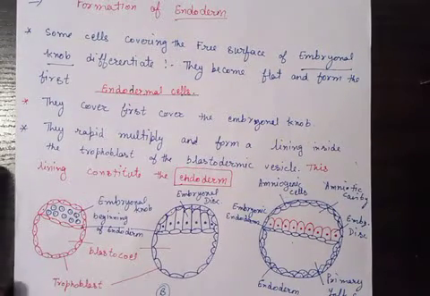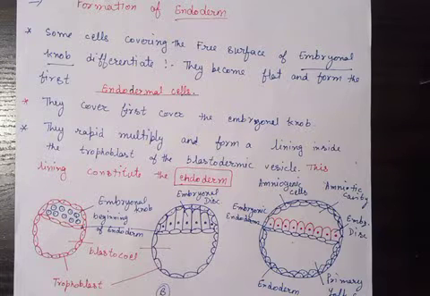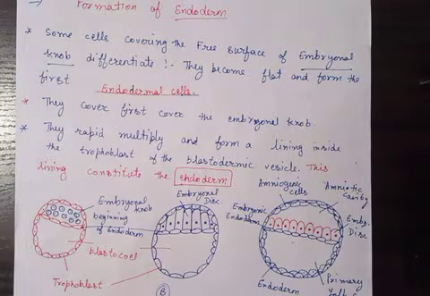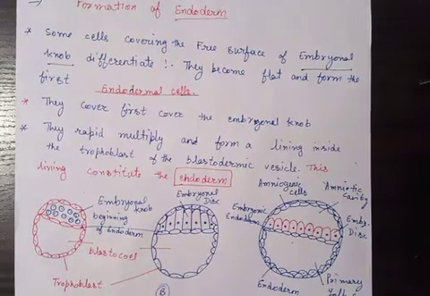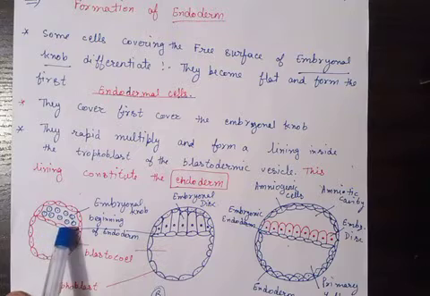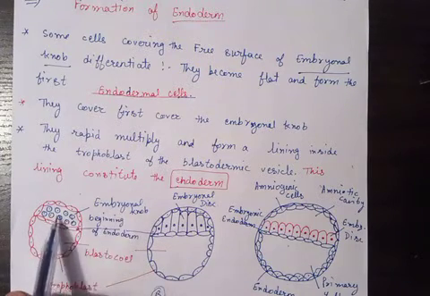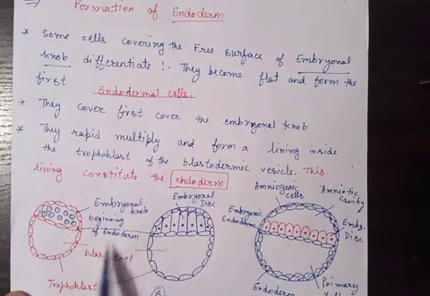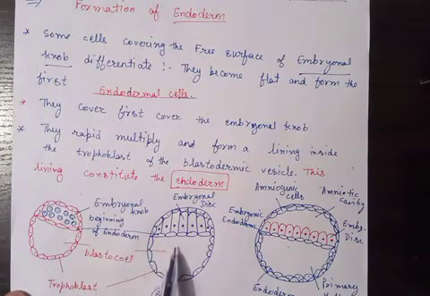So the first step is that some cells covering the free surface of the embryonal knob differentiate. The free surface of the embryonal knob differentiates, and the cells become flat and form the first endodermal cells. This is the beginning of the endoderm. Here the endoderm will start.